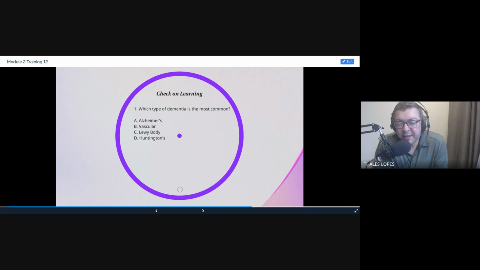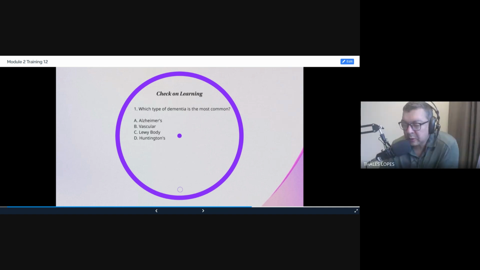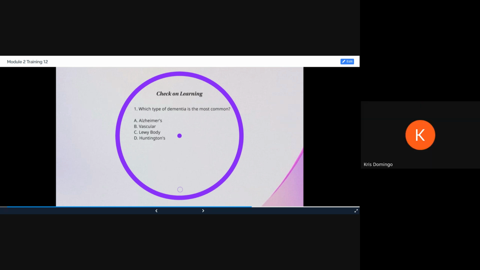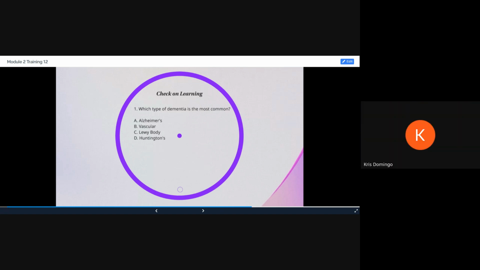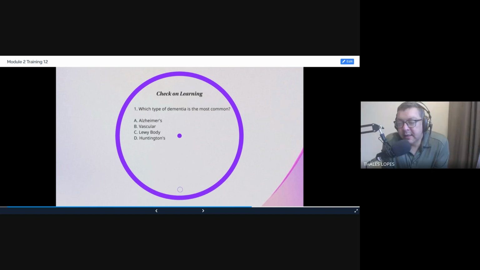So, which of the following dementias is most common? Alzheimer's, vascular, Lewy body, Huntington disease. What would be the answer choice? Alzheimer's. Okay. Can you tell me a little bit about Alzheimer's? What do you know about Alzheimer's? Decrease in acetylcholine. Great point. Is it cortical or subcortical? Cortical. Cortical, okay. And it is the most common type of dementia. Thank you.